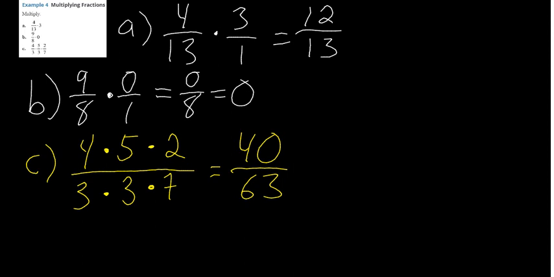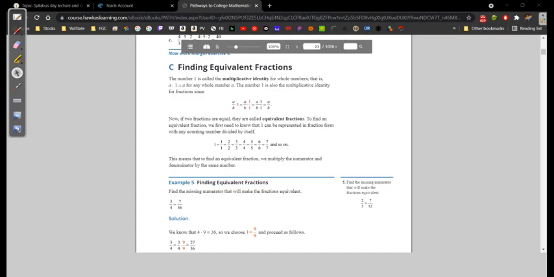Alrighty, so next up we've got defining equivalent fractions. The number 1 is called the multiplicative identity for whole numbers. That is, a times 1 is equal to a for any whole number, which makes sense, right? Anything times 1 is itself. The number 1 is also the multiplicative identity for fractions, since we know that a over b times 1 is the same thing as saying a times 1 over b times 1, which is simply a over b. So anything times 1 is that anything, right?